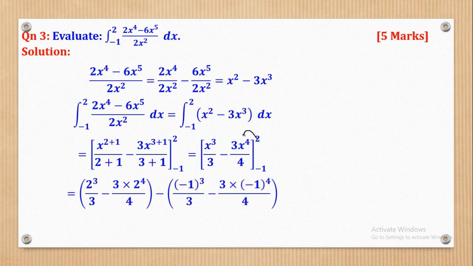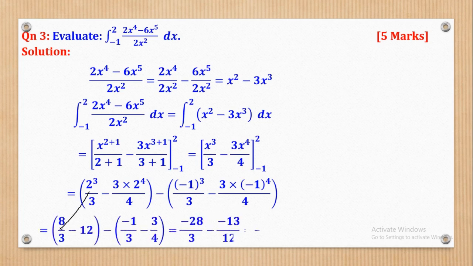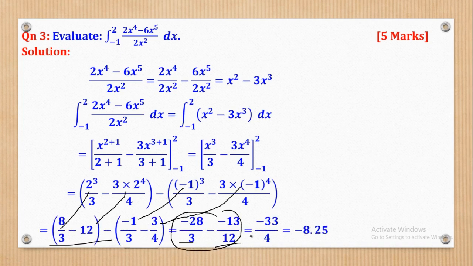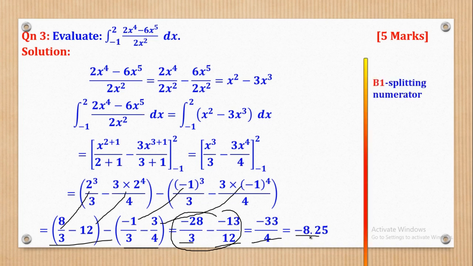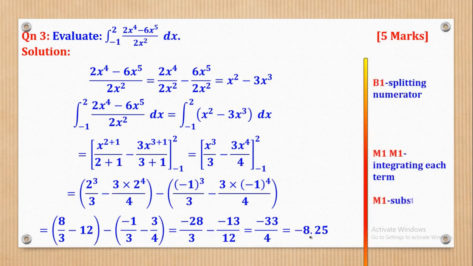Begin with the upper limit where there is x, put there 2 to come up with this bracket, minus. Substitute the lower limit where there is x, we put -1 to come up with this bracket. Then I'll use a calculator to simplify. This gives me that, this gives me this, this gives me this, and this gives me that. Then when I simplify further, this bracket gives me this and this bracket gives me this. And when I simplify further, this minus this gives you negative 33/4, which is the same as negative 8.25. So basically that is what they wanted. Now let's see how marks can be awarded.